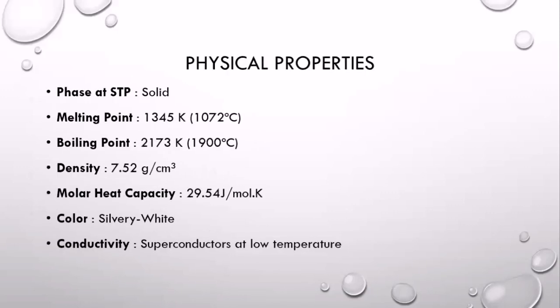Now, we will see some physical properties of samarium. Samarium exists in solid state at standard temperature and pressure. Samarium has high melting and boiling points. As you can see on the screen, its melting point is 1345 Kelvin and boiling point is 2173 Kelvin. Samarium is the third most volatile lanthanide element on the earth crust.